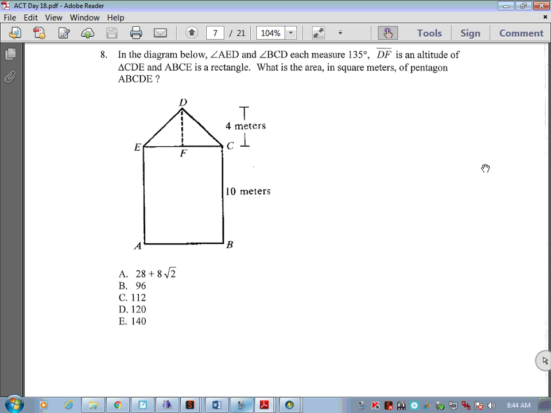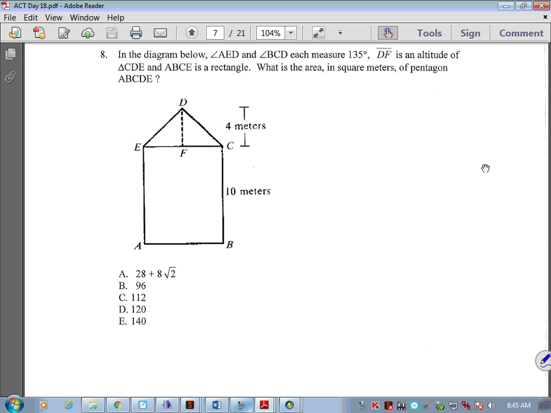Good. In the triangle below, angles AED and BCD each measure 135 degrees, but DF is an altitude of triangle CDE and BCDE is a rectangle. What is the area in square meters of the pentagon?